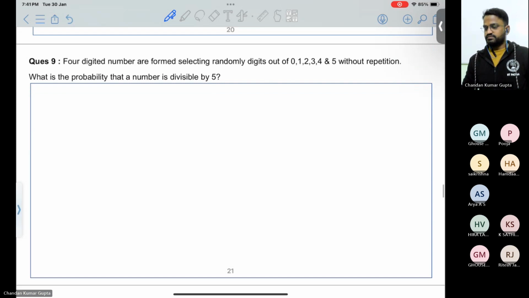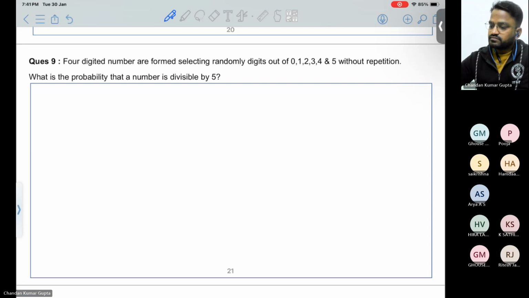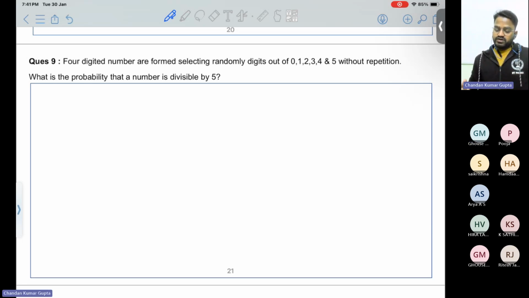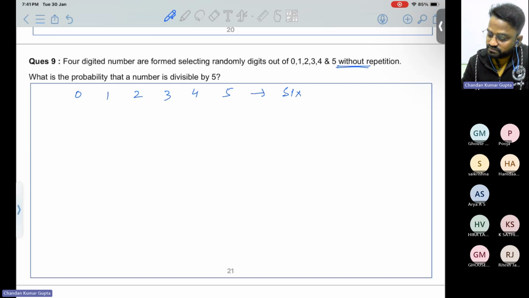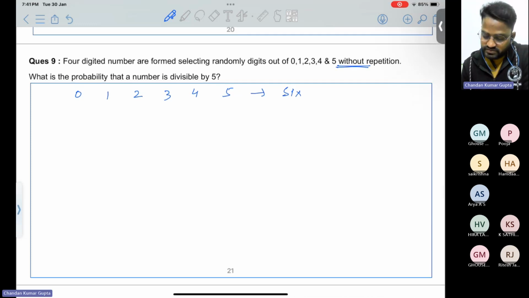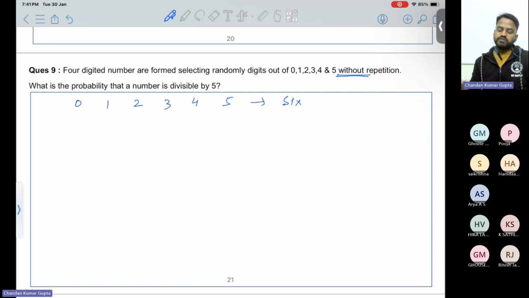Now this question. And how to solve this question? 4-digit numbers are formed by selecting randomly from the digits. Like we have a 4-digit number. We have the digits 0, 1, 2, 3, 4, 5. Total 6 numbers are there. And we need to form a 4-digit number without repetition. So what is the probability that the number is divisible by 5?